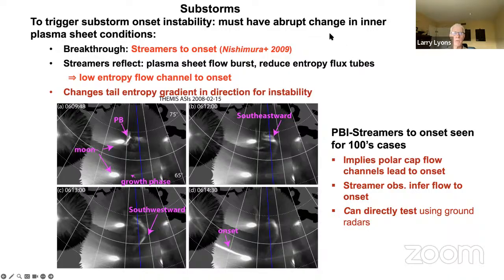If you're going to have an instability in the inner plasma sheet, you have to change the inner plasma sheet conditions somehow, because it's not unstable before, now it's unstable, so something must happen. So you have this sort of major breakthrough that Toshi came up with in 2009, where it starts with a PBI, and then you start to see the auroral streamer. It comes around in a curve-like shape, sort of reminiscent of the Harang reversal, and points towards the onset location.